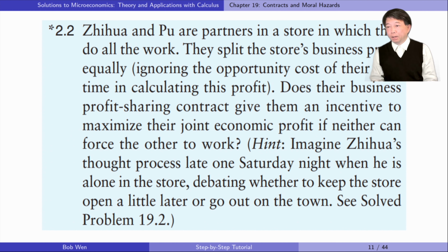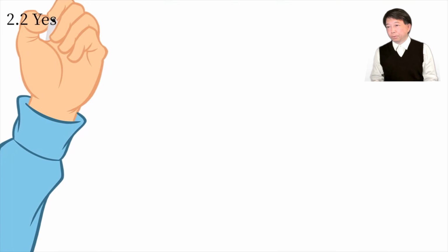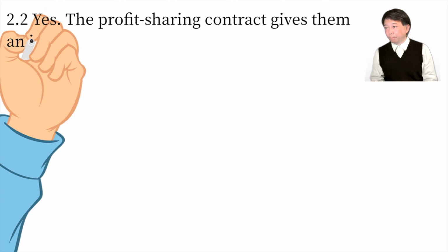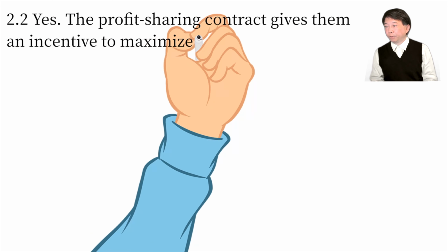Let's address exercise 2.2. Zhihua and Pu are partners in a store in which they do all the work. They split the store's business profit equally. Does their business profit-sharing contract give them an incentive to maximize their joint economic profit if neither can force the other to work? Yes, the profit-sharing contract gives them an incentive to maximize their joint economic profit.